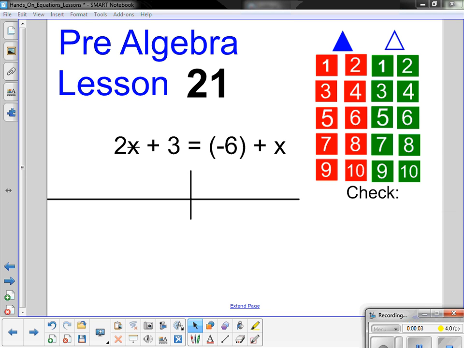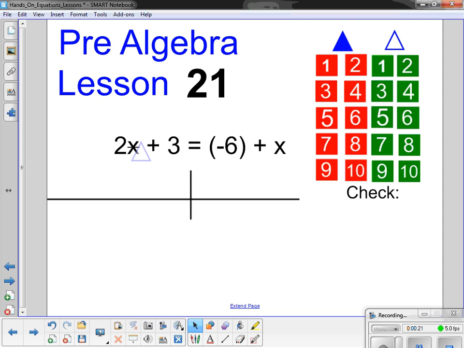Lesson 21, hands-on equations. Take a look at that. 2 star plus 3 equals a negative 6 plus x. Wow, we've got stuff everywhere. In the last lesson, we only had one type of pond in there. Now we have two types.